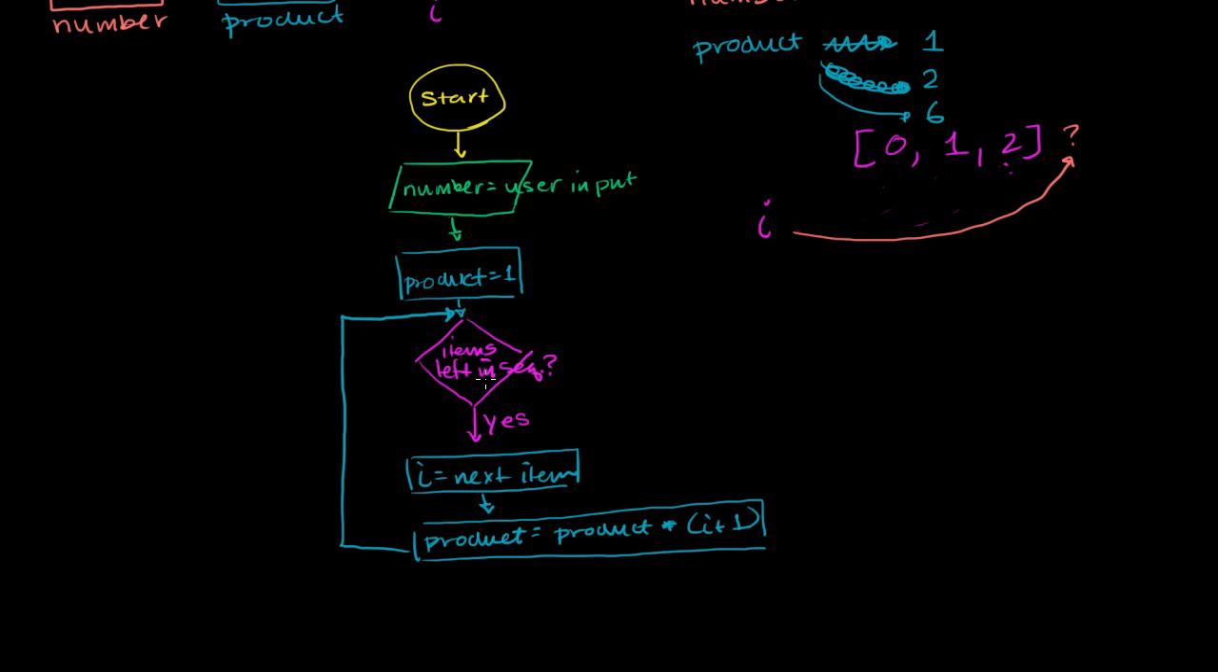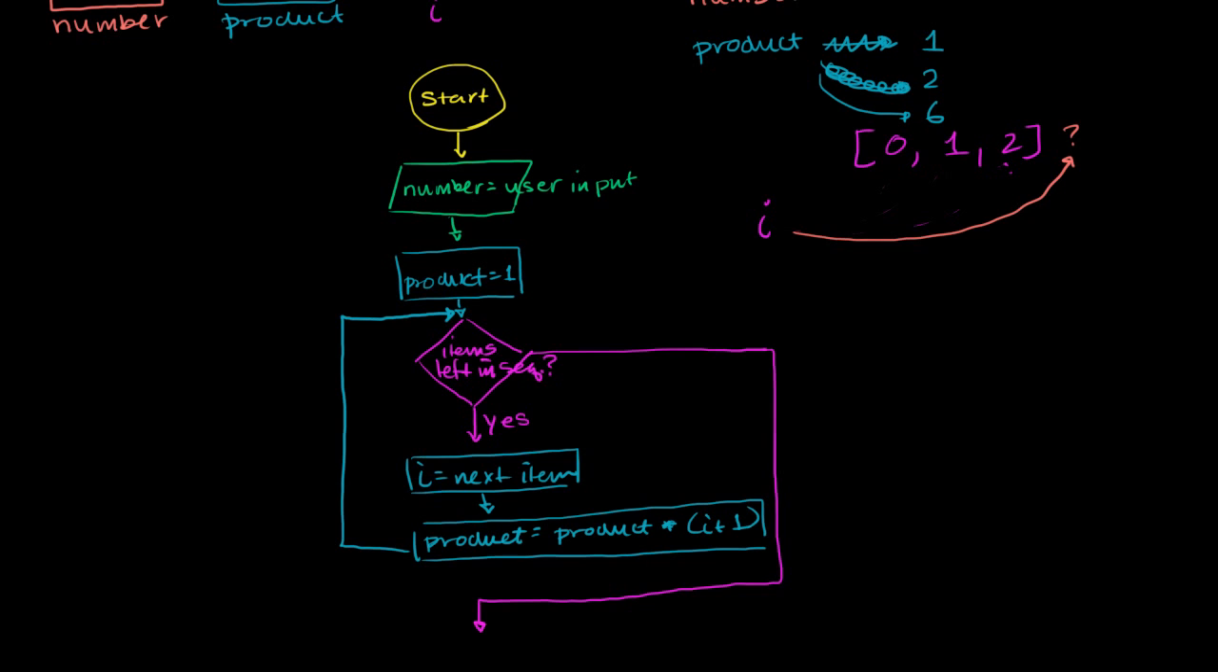If there is another item in the sequence, then i is equal to the next item, and product is equal to what product was, times i plus 1. And we go to the next: are there items left in the sequence? And at some point, there won't be any items left in the sequence. We could go to the right, or I'll just break out of it down here. And now we've broken out of this for loop.